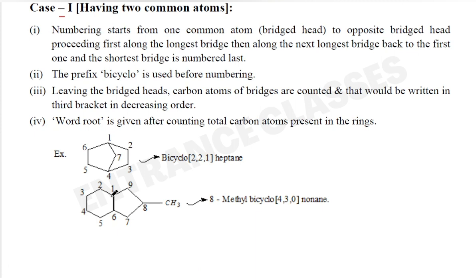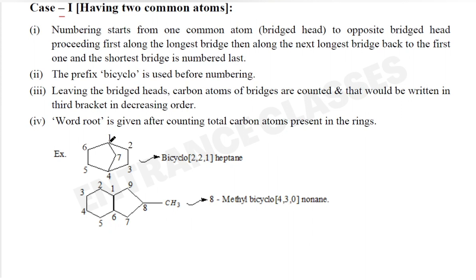Right? The bridge carbons: next, the larger number of bridge carbons, the 4 carbon bridge, this is a 3 carbon bridge, so the larger is preferred in descending order. So here it will be 8-methyl bicyclo, here 4 carbon, here 3 carbon, here 0 carbon. That's a 4.3.0 nonene. The descending numbers should be placed in the square bracket. Okay, so these are the techniques.